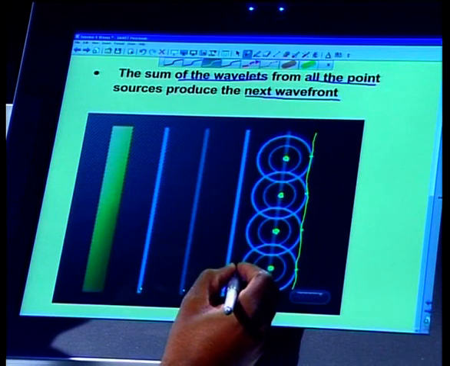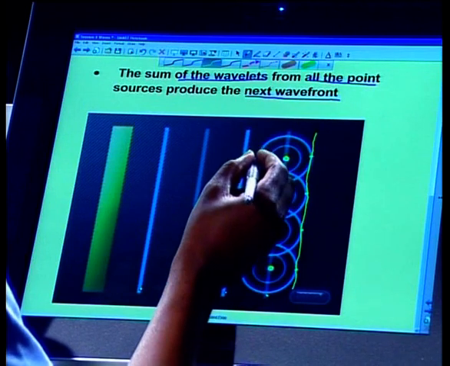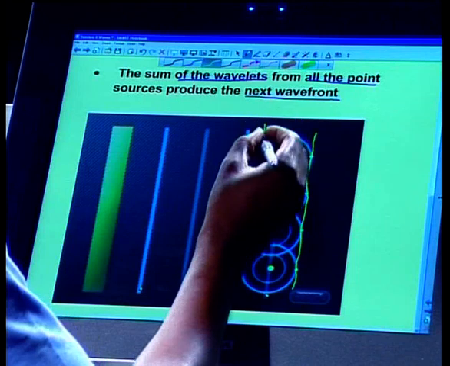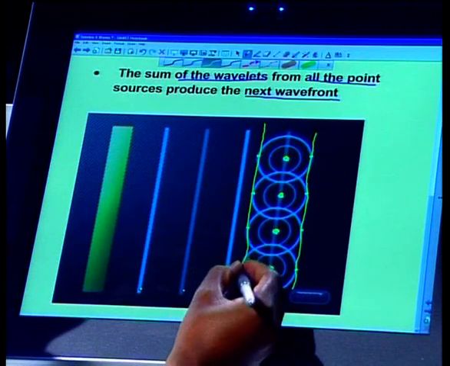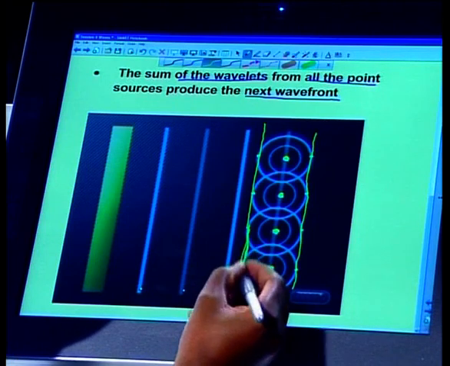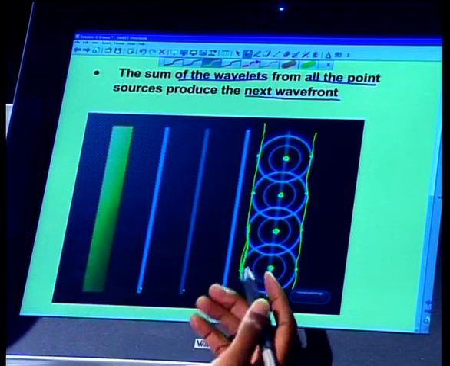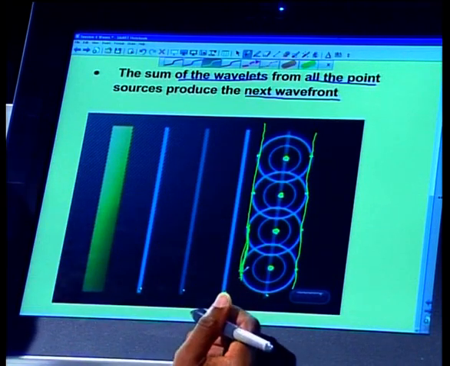Even here we can do the same. We can have points that are in phase on the secondary wavelets, circular ones, and if we join all of them together in a straight line, of course, that will give us another wave front. So that's what he's talking about, and very understandable. I think the theory is marvelous. I love it. It actually says a lot about waves and opens up a lot of understanding in terms of how waves behave.